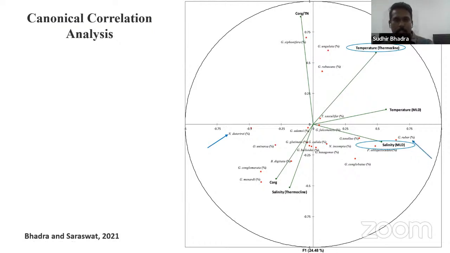When you go to ruber, as we discussed in the previous slide, high temperature and high salinity conditions are preferred. And Minardii is showing the opposite relation to the temperature of the thermocline, and showing a positive correlation with the salinity of the thermocline.